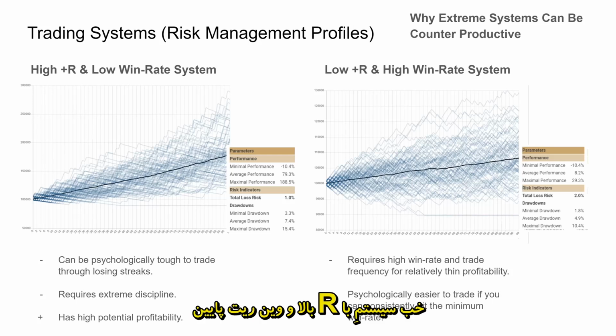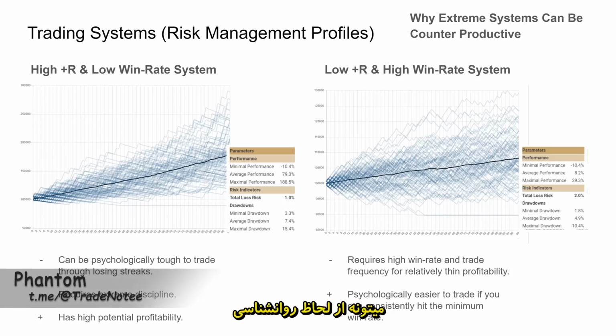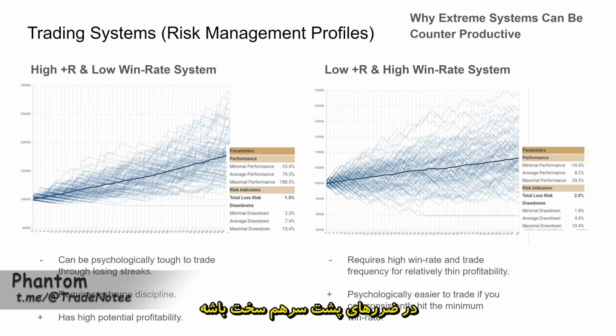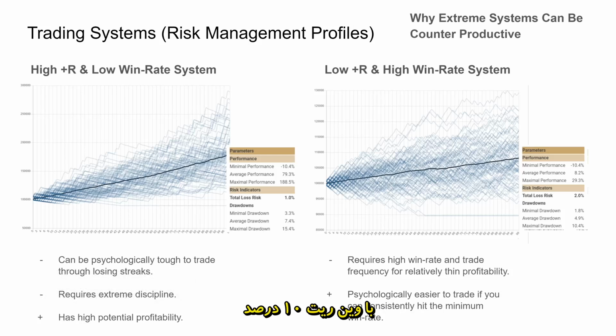A high R, low win rate system can be psychologically tough to trade through losing streaks, of course. A 10% win rate means you're winning 1 in 10 trades on average, right? So would you be able to handle a losing streak of 10 losses? I've done it personally. It's not the easiest thing in the world, but if you can do it, you can do it. I don't think most people can. It requires extreme discipline, obviously, but has high potential profitability. Look at our average performance over 100 trades, 79%, pretty good, right?